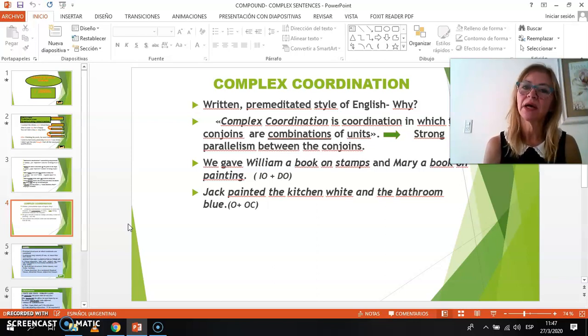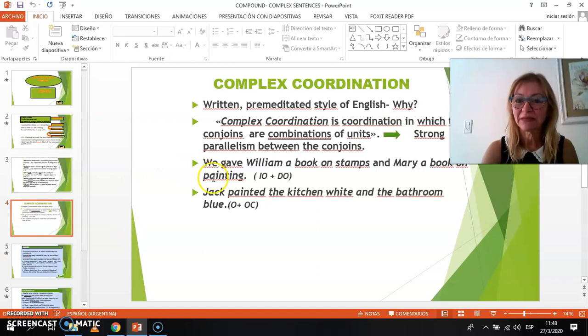What is particular about complex coordination is that it is coordination in which the conjoins are combinations of units. What does it mean? It means that there is strong parallelism between the conjoins. The structures are exactly the same. And this is important, and this is very common. Let's have a look at examples.